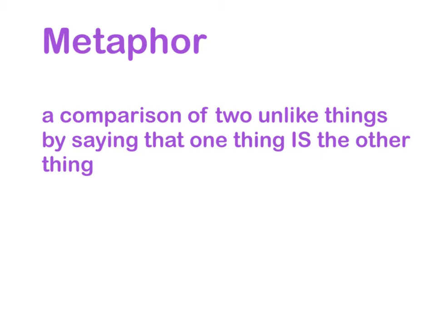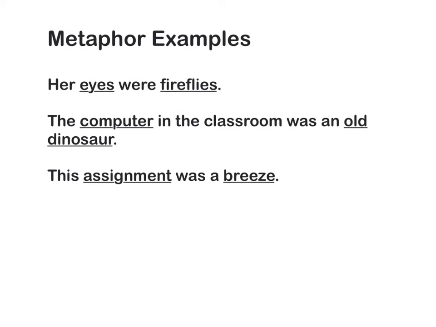The next type of figurative language is metaphor, and it is also a comparison of 2 unlike things, but you don't use like or as. You actually say that the one thing is the other thing. Here are 3 examples of metaphors.